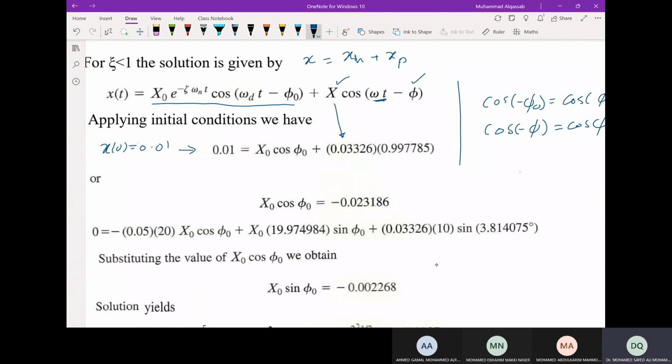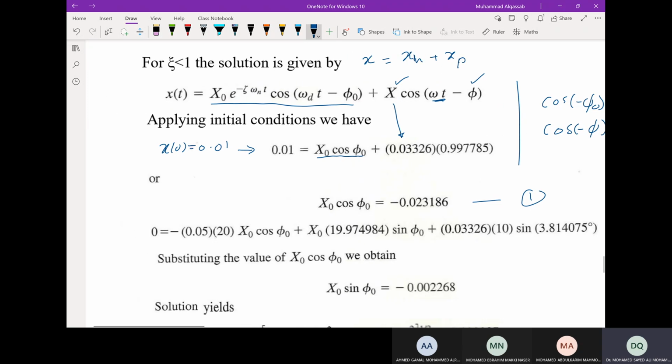Okay, this is one equation. From this equation, the x0 cosine phi 0 can be put on one side. So this is why we have here x0 cosine phi 0 equal to minus 0.023186. This is one equation, equation number 1.